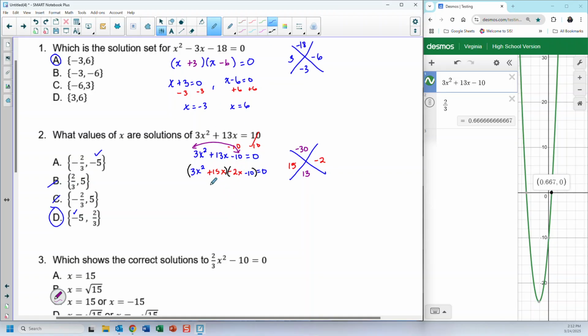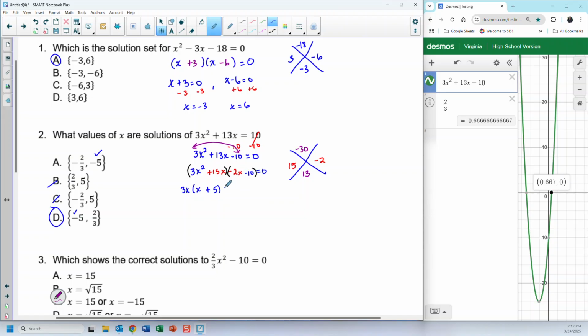And then we're going to factor it out. So the GCF between 3x squared and 15x is 3x. So 3x times x gives me my 3x squared, and then to get 15x, that would have to be 5. So 3x times 5 gives me 15x.